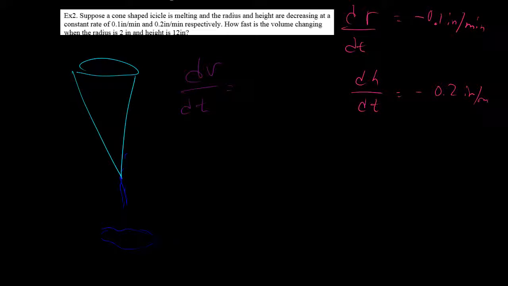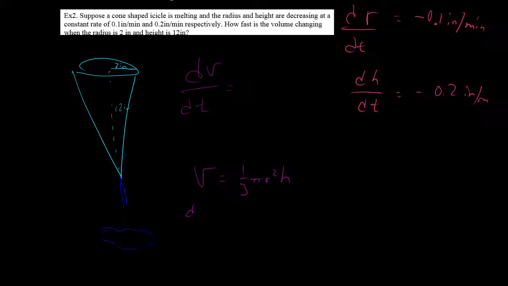Well, if we remember, way back in geometry when we talked about shapes and cylinders and cones and all that stuff, we knew that volume is equal to 1/3 pi r squared times our height. So that's our formula. We want to figure out how fast the volume is changing when the radius is 2 inches. So we have 2 inches, and our height is 12. So we got 12 inches. So we want to find dV/dt.